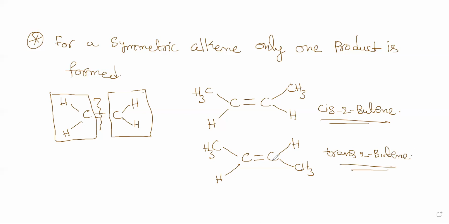Both the CH3 on the opposite side, that's called trans-2-butene. Both the CH3 on the same side, that is called cis-2-butene. Okay, cis means on the same side, trans means on the opposite side. Clear?